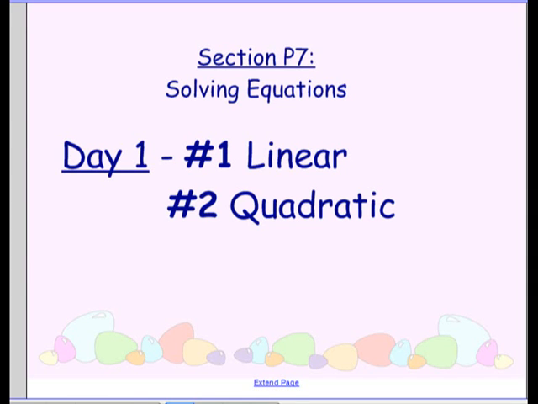Hello everyone, this is Mr. Appel, and today we're going to do a little review of solving a few kinds of equations, linear and quadratic.